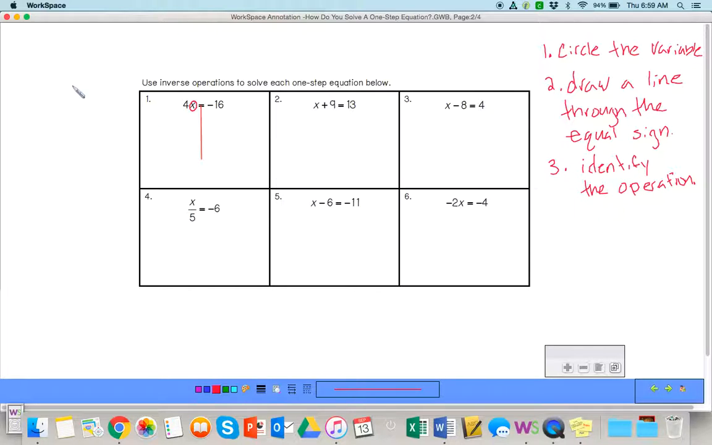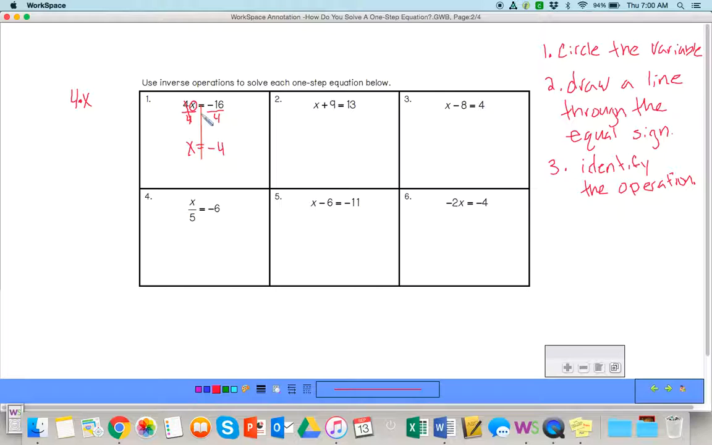So if I have 4x, 4x can also be read as 4 times x. If this is a multiplication problem, to undo multiplication, we are going to divide. If I divide by 4 on this side, I also have to divide by 4 on this side. So this cancels out, and we're left with an x on this side. Negative 16 divided by 4 is negative 4, and that is our answer.